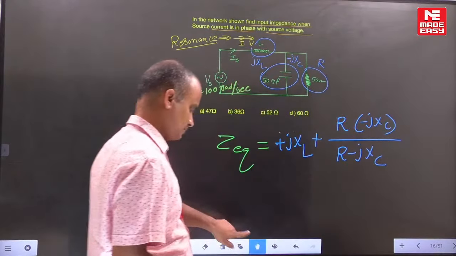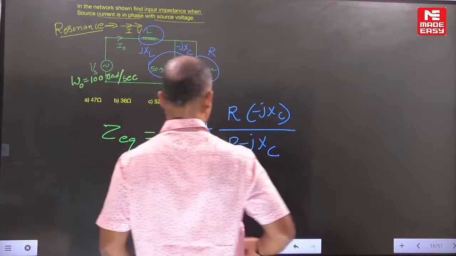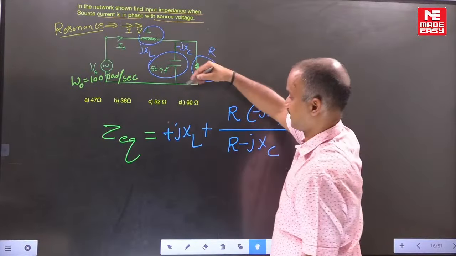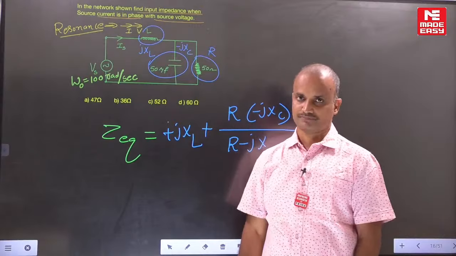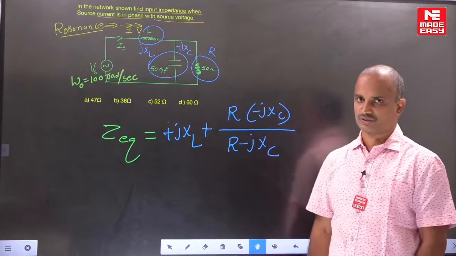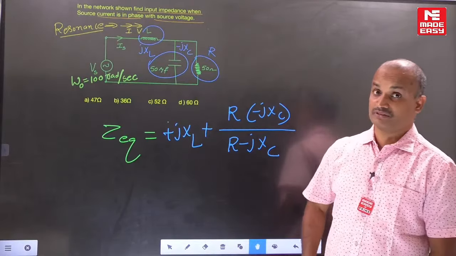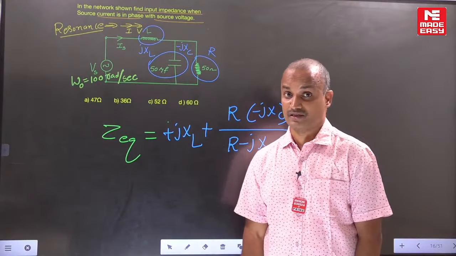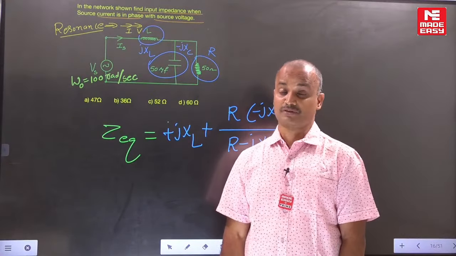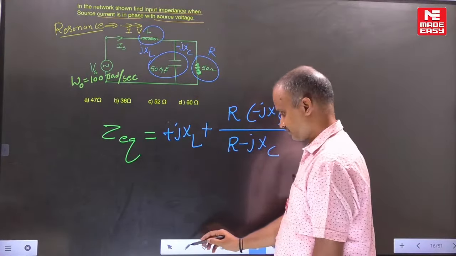Can we read this? Capacitor and resistor are both in parallel. That parallel combination is connected in series to the inductor. In this one, what is the requirement? Corresponding to the resonance condition, only the real part is present. Imaginary part equals 0.